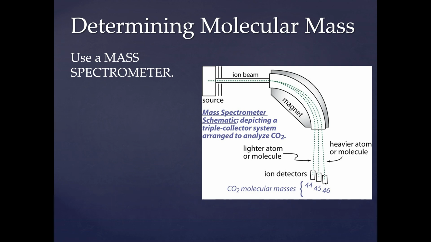Now, you can also use this to determine isotopic concentrations. So you take a sample of an element, you heat it, you ionize it, and then its isotopes are passed through the ion beam and separated out so you can find their relative abundance. But we can also use this for molecules.